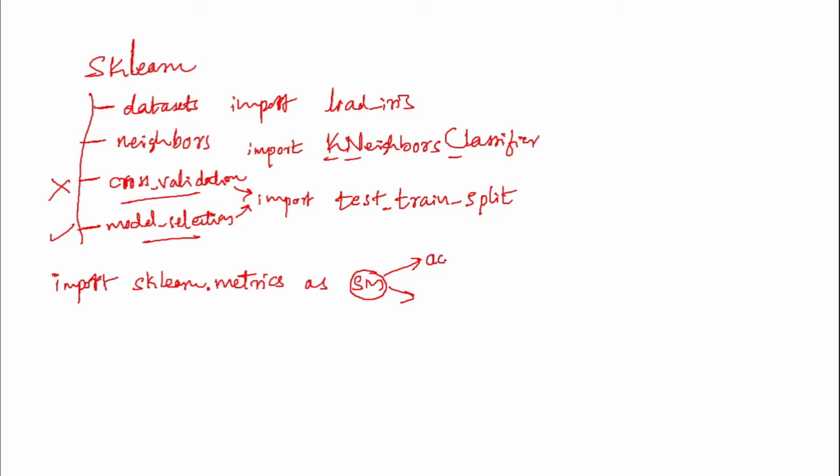Accuracy, okay, SM dot accuracy underscore score. Accuracy score has two parameters. And then the second one is confusion matrix. Your confusion matrix spelling is MATRIX, and this is metrics, METRICS. And again it takes two values.